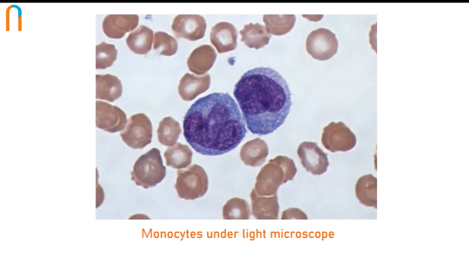Abnormally high counts of monocytes are associated with viral or fungal infection, tuberculosis, and some forms of leukemia and other chronic diseases. Abnormally low counts are typically caused by suppression of the bone marrow.